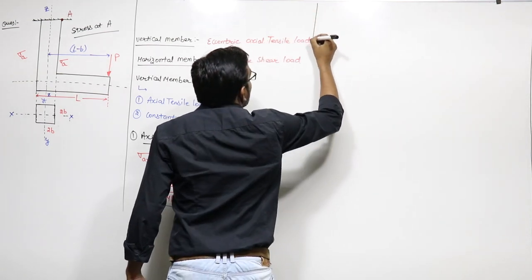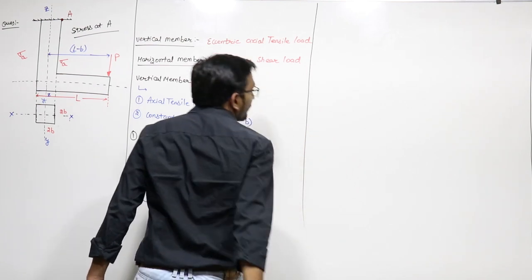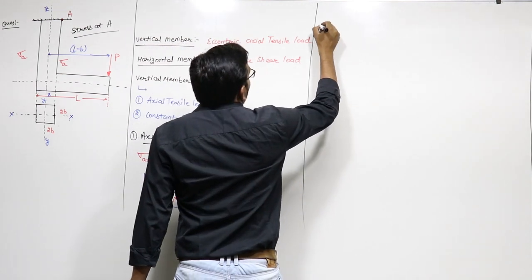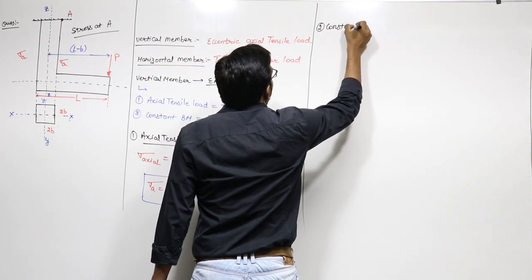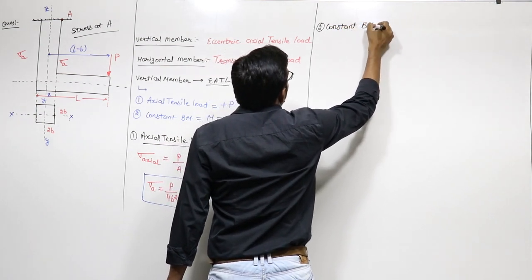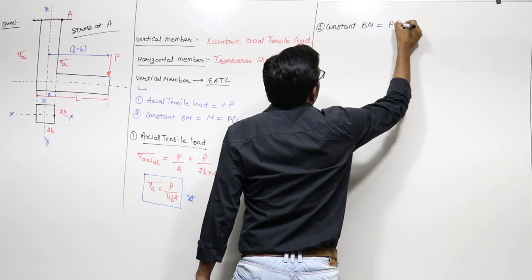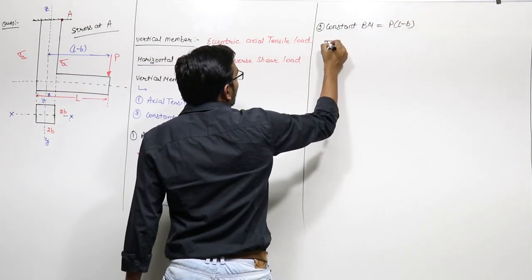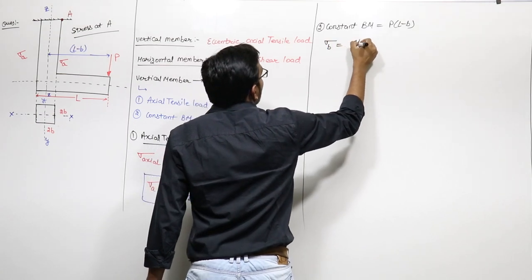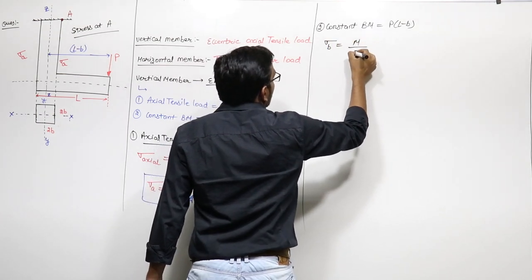Let us solve for the constant bending moment, P into L minus B. It will give you a bending stress. The value of this will be M upon Z.